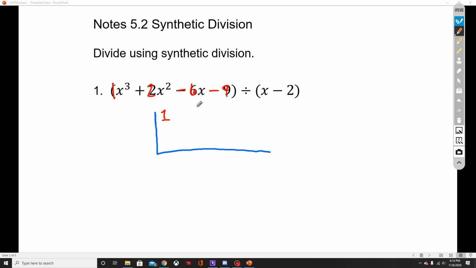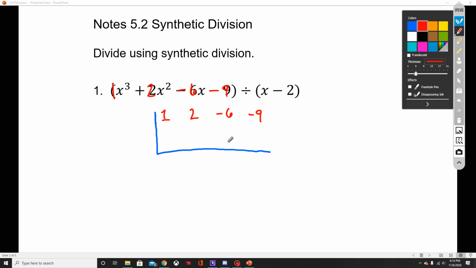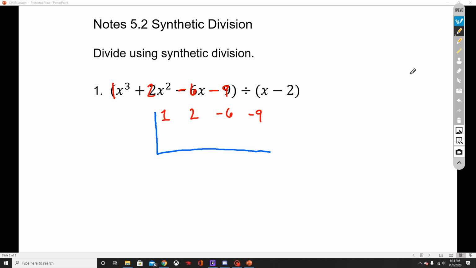1, 2, -6, -9. Leave some space underneath. We're going to need that space underneath. Now we need one other thing, and that is going to come from what we're dividing by, which is x minus 2. The problem is x cubed plus 2x squared minus 6x minus 9 divided by x minus 2.